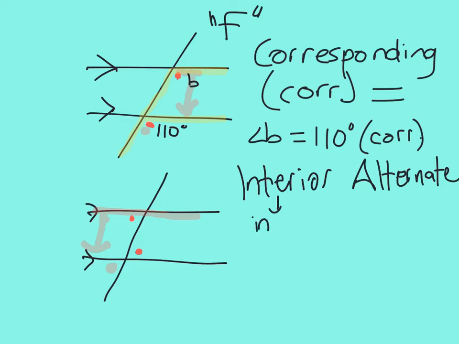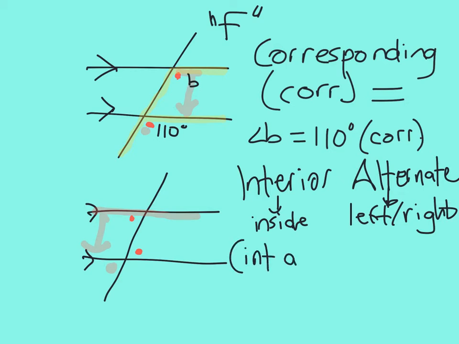Interior means inside, and alternate means something's alternating. So a pattern can alternate black, white, or blue, green, or star, circle, something like that. In this case, the alternate is, let's call it, left, right. Okay, so the proof, you guessed it, guys, int alt.